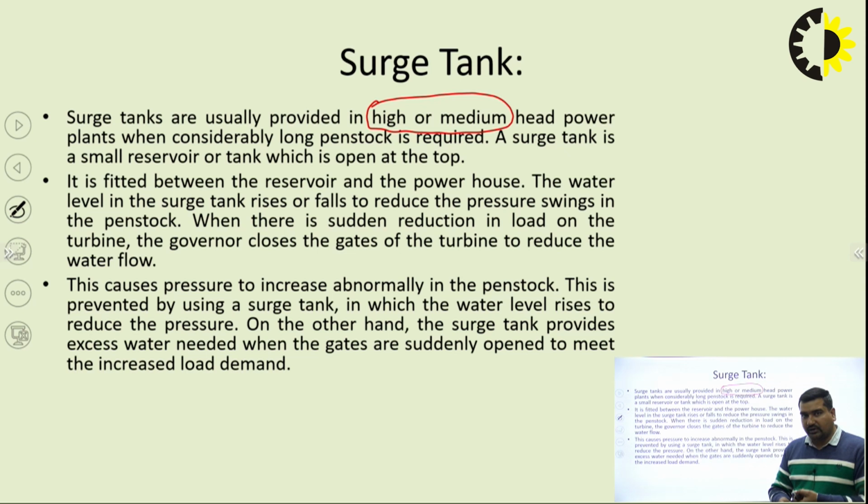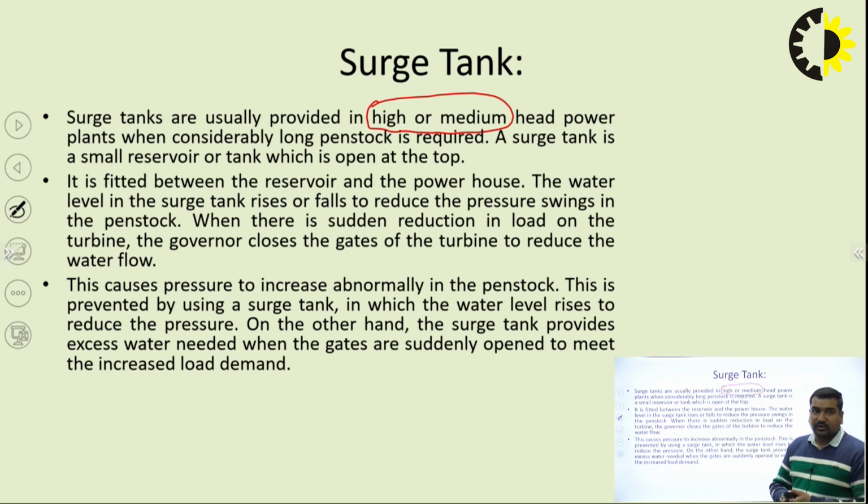and it has more advantage: if you have a sudden extra load demand, we can take water from the surge tank to fulfill that demand. Okay. So it is fitted between the reservoir and powerhouse. Water level in the surge tank rises or falls to reduce the pressure swing in the penstock. When there is a sudden reduction in the load on the turbine, the governor closes the gates of the turbine to reduce the water flow. Okay.